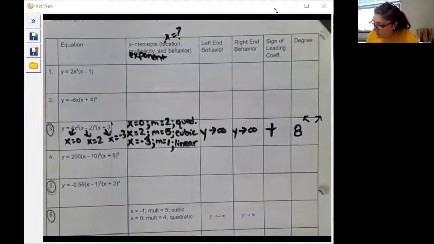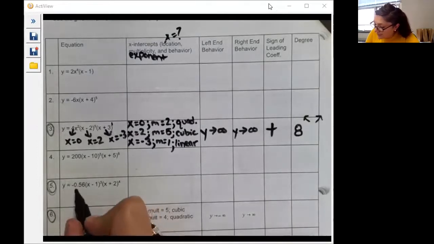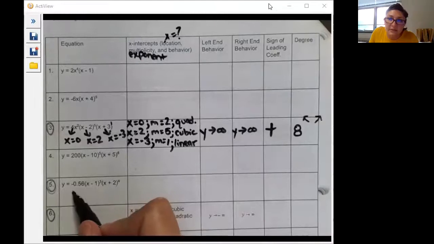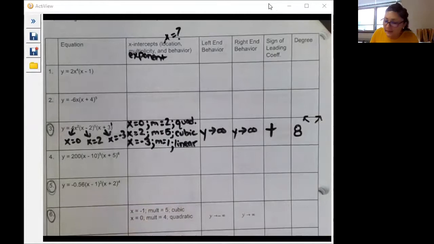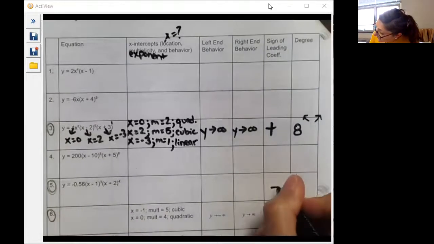Okay, so let's take a look at number 5 now. Same idea, we're answering the same questions, just with a different function. I'm going to start with the same stuff I started with last time, which is that leading coefficient. To me, that's the easiest question to answer here. What's the sign at the front of this function? I don't have to know anything about polynomials to be able to answer that. I just have to have eyeballs and be able to recognize the difference between a positive and a negative number. So that's the easy freebie thing in here, okay? Sign of the leading coefficient, well, this says negative 0.56, so that's a negative.